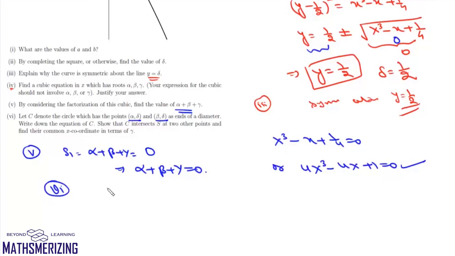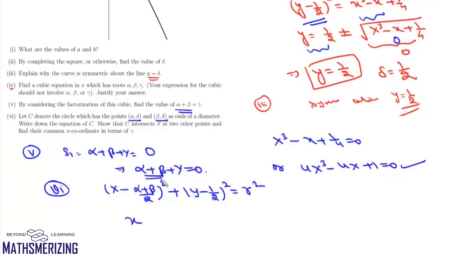Now we know that we can write the equation of this circle as (x minus (alpha plus beta)/2) squared plus (y minus 1/2) squared, and this value must be equal to r squared. Now (y minus 1/2) squared is nothing but x cubed minus x plus 1/4. So we can write this equation as x... Now what is the value of alpha plus beta? The value of alpha plus beta is minus gamma. So it will be (x plus gamma/2) squared plus x cubed minus x plus 1/4, and this value should be equal to r squared.